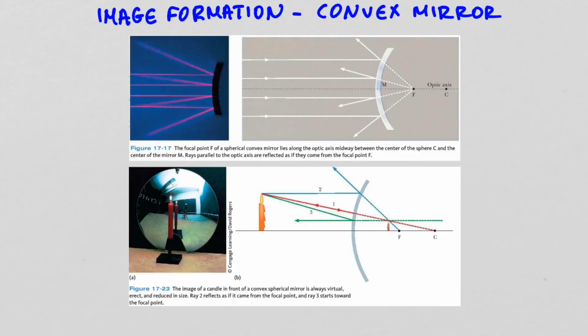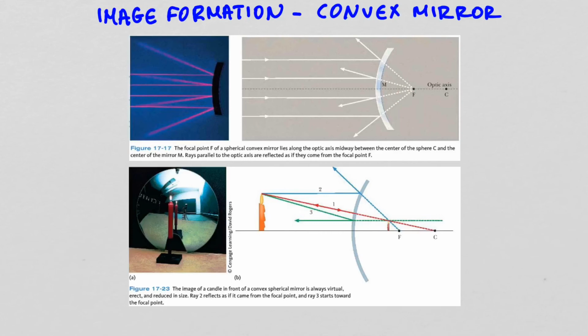Let's look now at a convex mirror. So for a convex mirror, if we have a parallel beam of light rays incident upon the mirror, after reflection those light rays will diverge from the optic axis. And here on the left hand side we have an actual image of lasers that are hitting a convex mirror, and as you can see, after reflection they are diverging from each other. However, if we continue the light rays after reflection on the opposite side of the mirror, we find that they are going to converge at the focal point of the mirror.